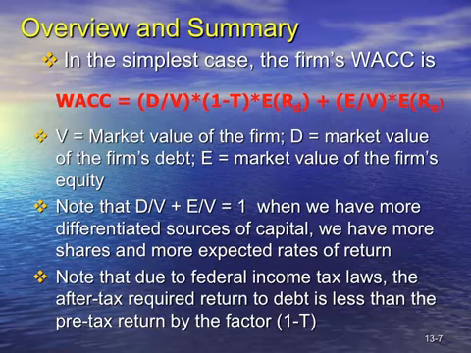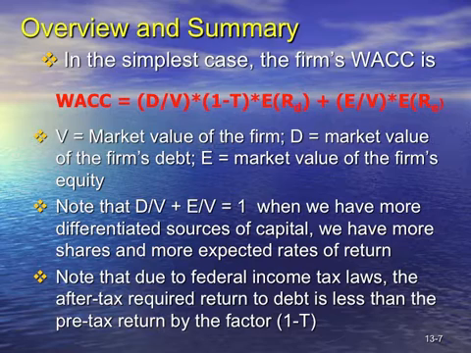So this is where 1 minus T comes in. We need the tax rate in order for us to figure out the weighted average cost of capital if we have some debt. The after-tax required return to debt is therefore less than the pre-tax return by the factor 1 minus T. If that makes immediate sense to you, good. If it doesn't, you're going to have to work through some examples to see what's going on. Okay? But there is that 1 minus T.